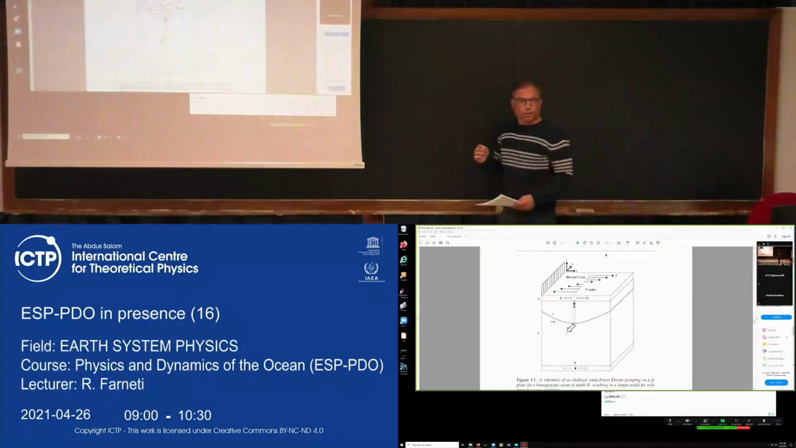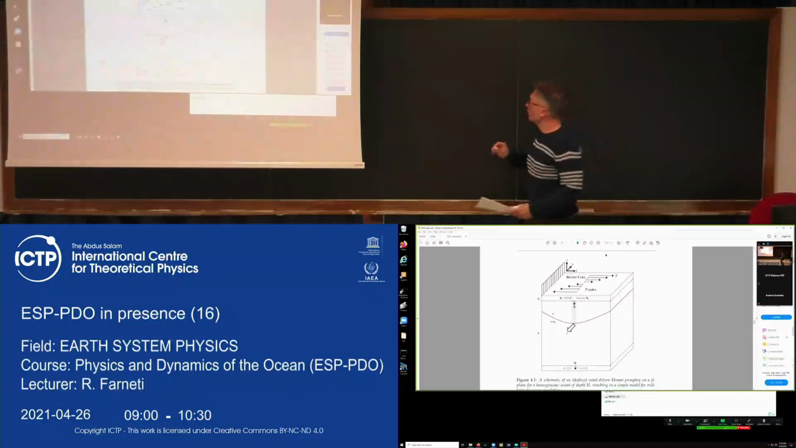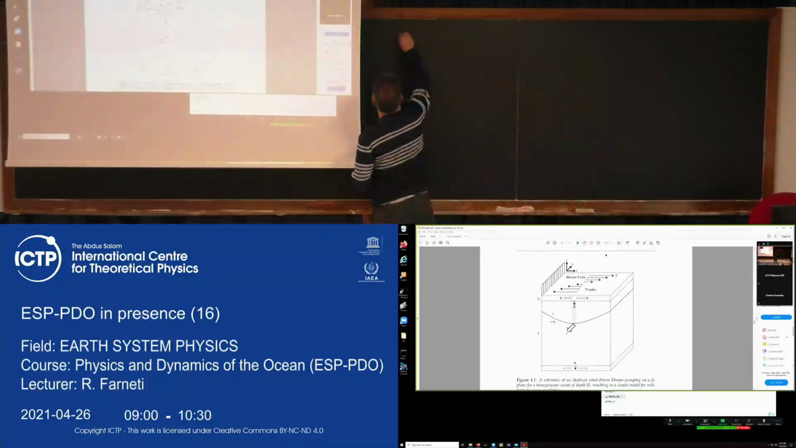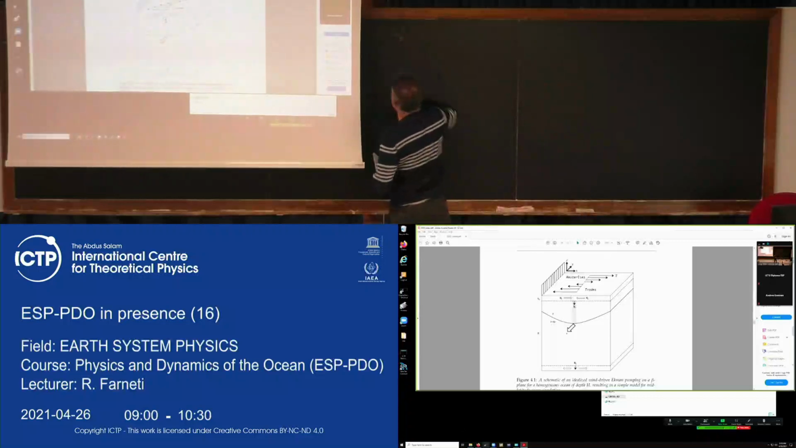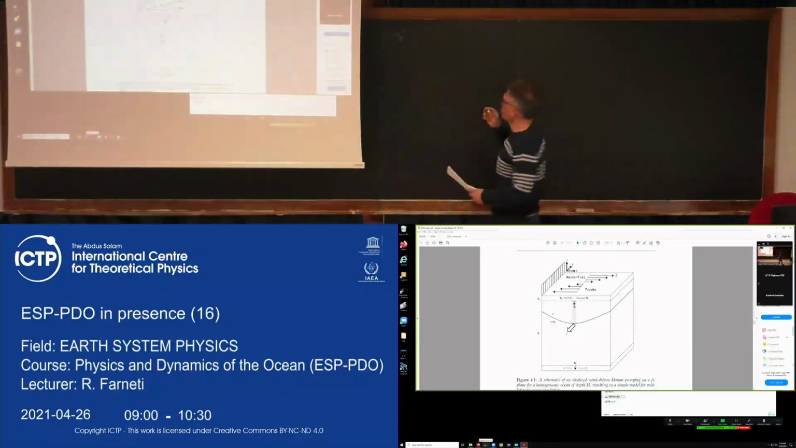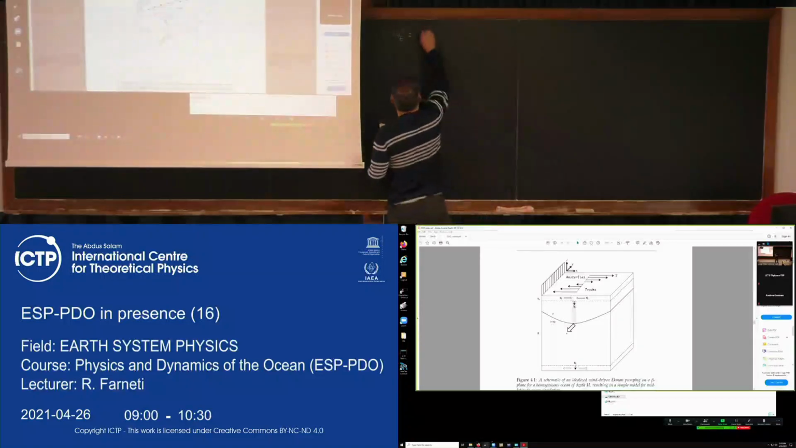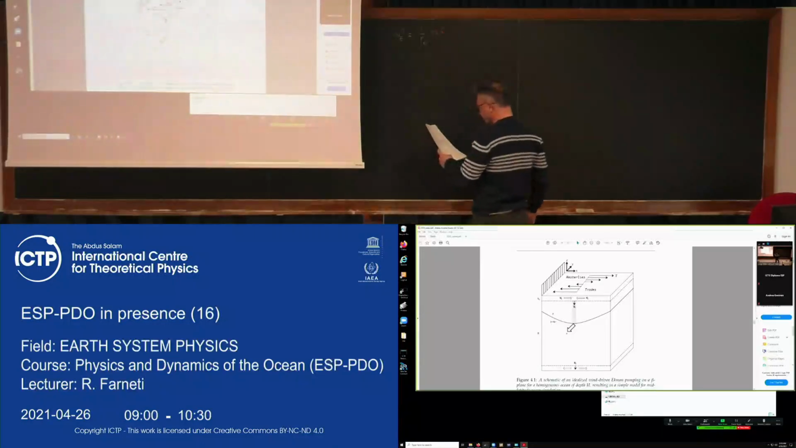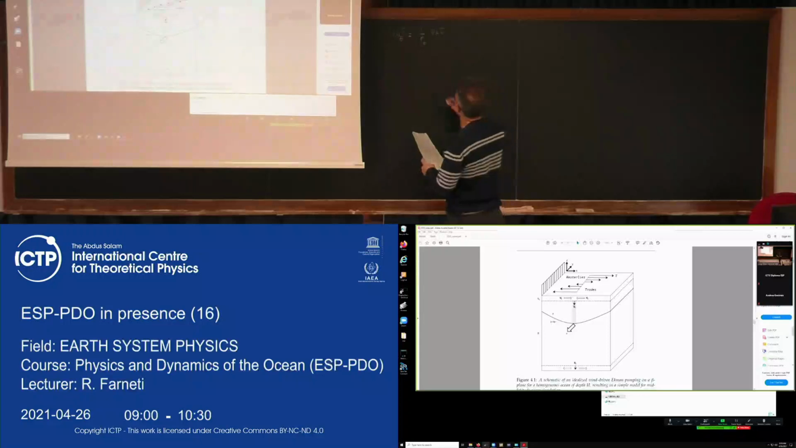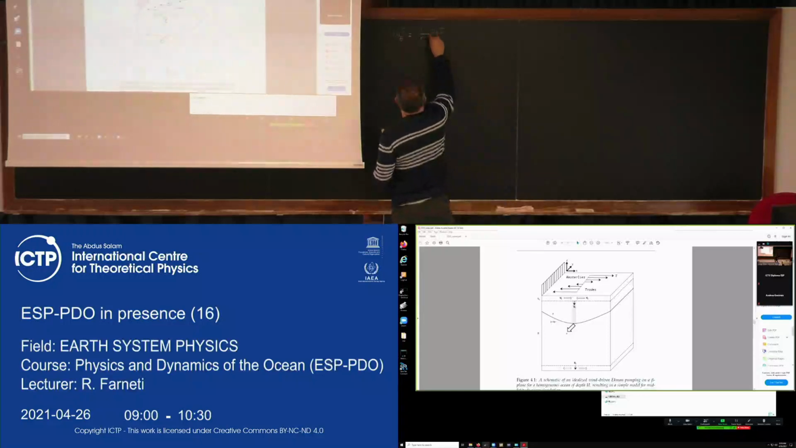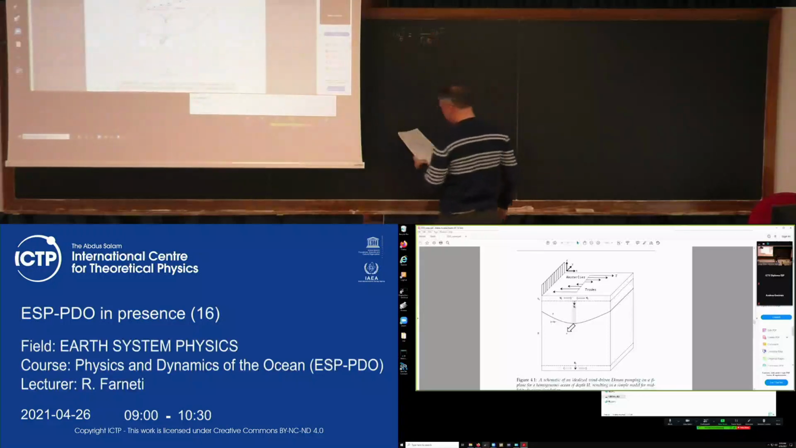So let's remember what the solutions are for the Ekman layer, for the top and the bottom Ekman layer, in terms of vertical velocity. So the vertical velocity for the top Ekman layer, we know it was 1 over rho, curl of tau, over rho f naught.